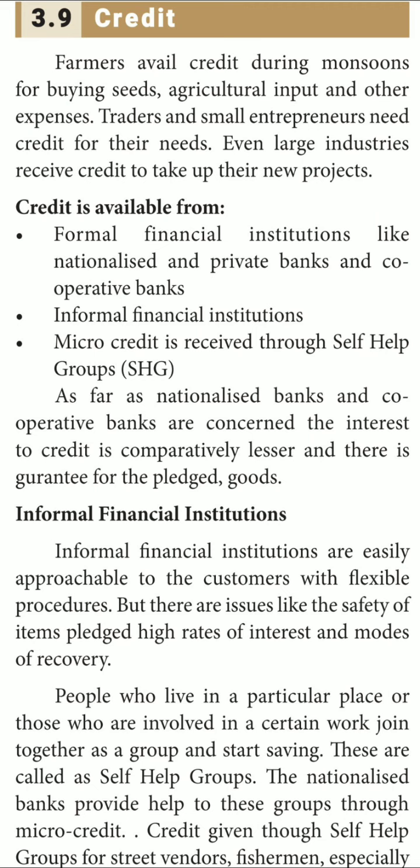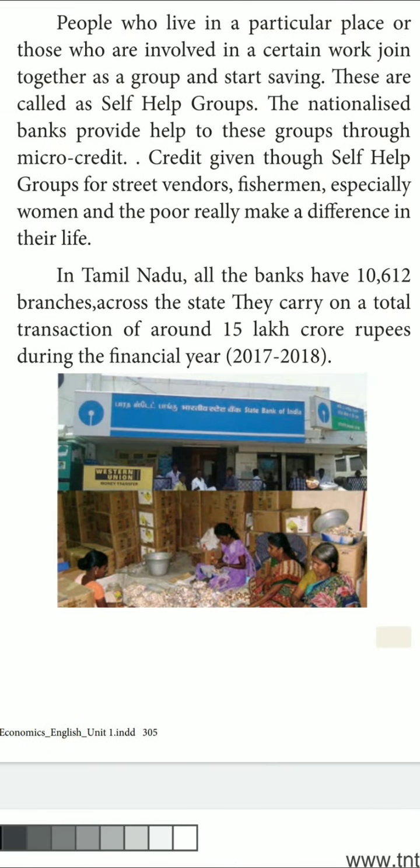Credit is given through self-help groups, for which type of people? For street vendors, fishermen, and mostly for women and the poor, making a real difference in their lives. In Tamil Nadu, all the banks have 10,612 branches across the state. They carry on a total transaction of around 15 lakh crore rupees during the financial year 2017 to 2018, giving credit to these poor people.